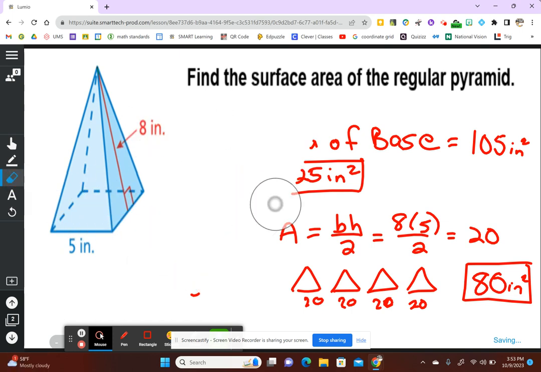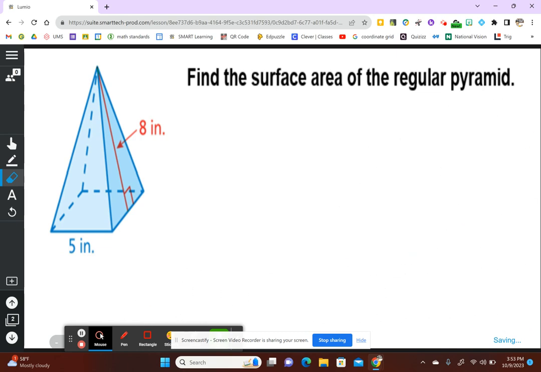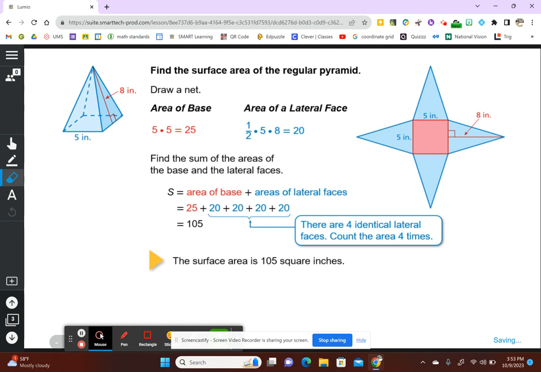Now, we're going to turn the page and it will be typed out for you. And you see we still get 105 inches squared, but we found the area of each triangle, which we found was 20, 20, 20, and 20, and this was 25. So together it's 105 inches squared.